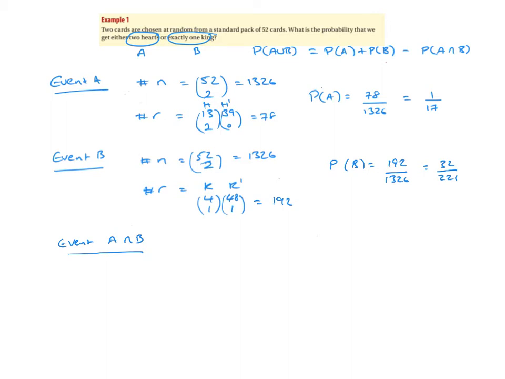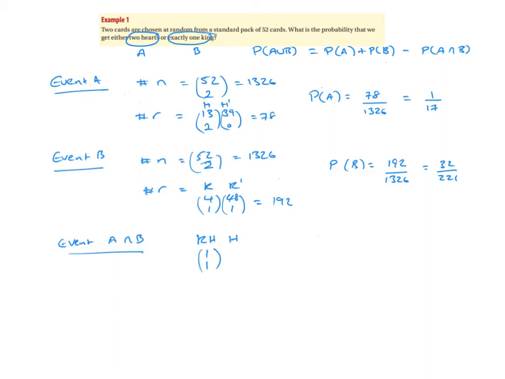Well, if you think about it, that means that we definitely need the king of hearts and then we need another heart. Okay, so the king of hearts. How many king of hearts are there in a deck of cards? Well, there's only one, isn't there? And I need to choose that one because it's the king of hearts.